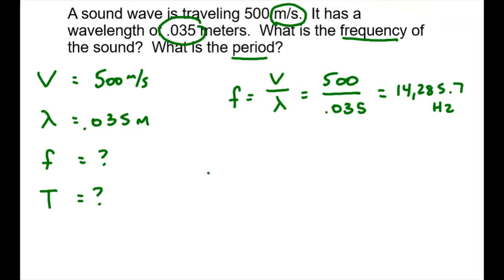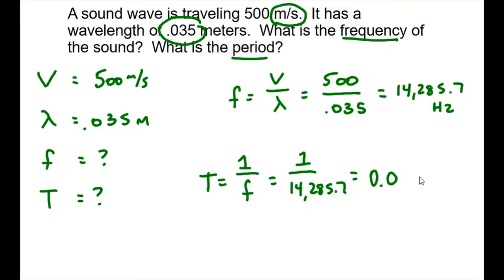Now the second part says, what is the period? Well, period, we only have one option. We have to take the frequency and do its inverse. So we just take 1 divided by the frequency. So it's going to be 1 divided by 14,285.7. It's going to be a really small number. I have on my calculator 0.00007, and that's in seconds.